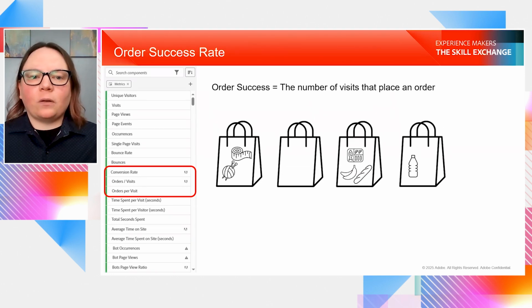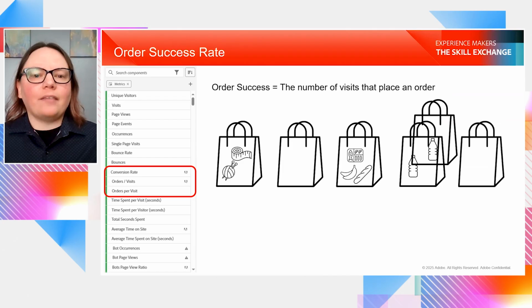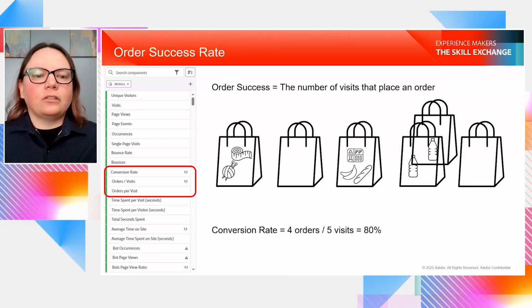Customer 4 places an order, but then realizes they forgot something, so they place a second order in the same visit, and then customer 5 decides not to buy anything. If we were to use the conversion rate metric, we would count the number of orders divided by the number of visits. So 4 orders divided by 5 visits gives us a conversion of 80%.